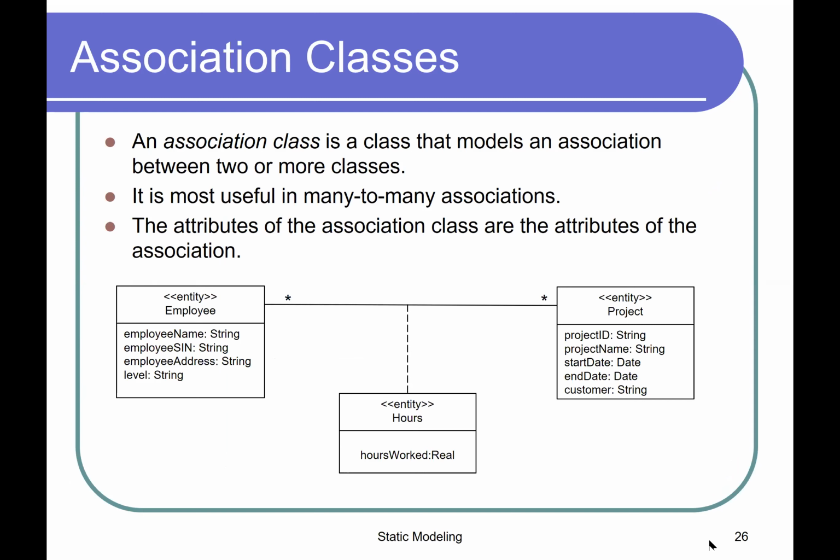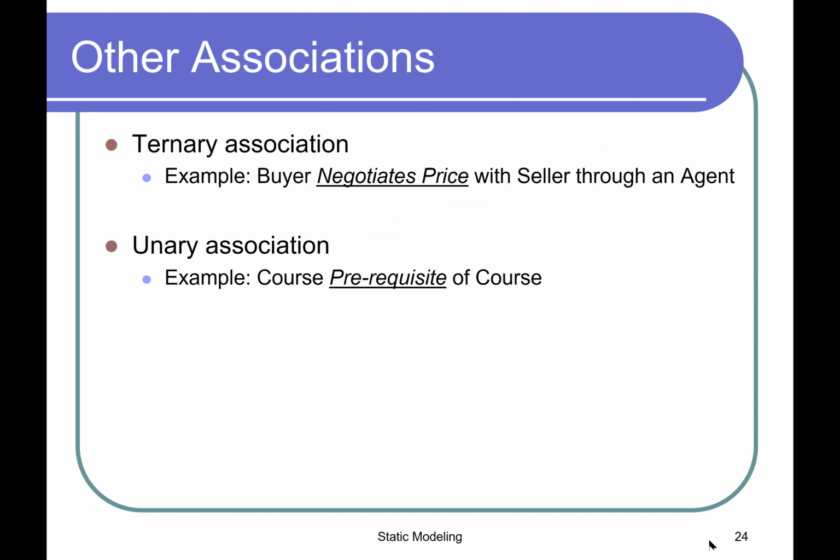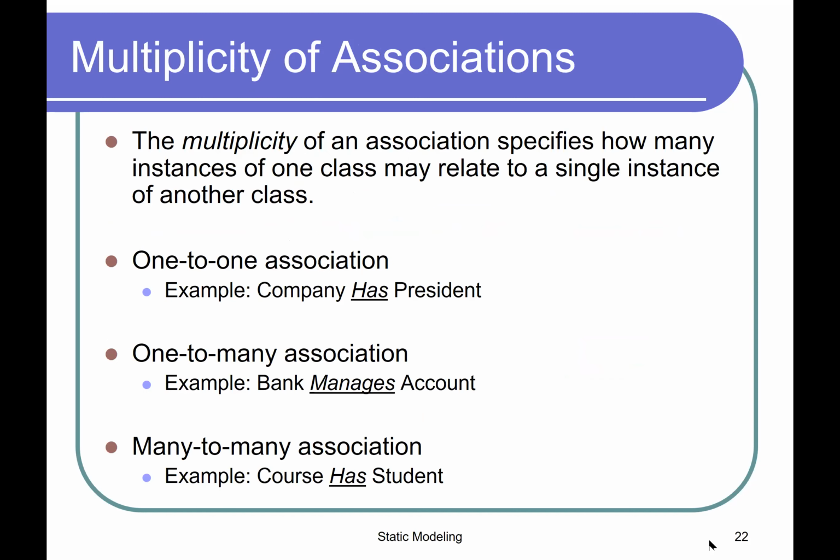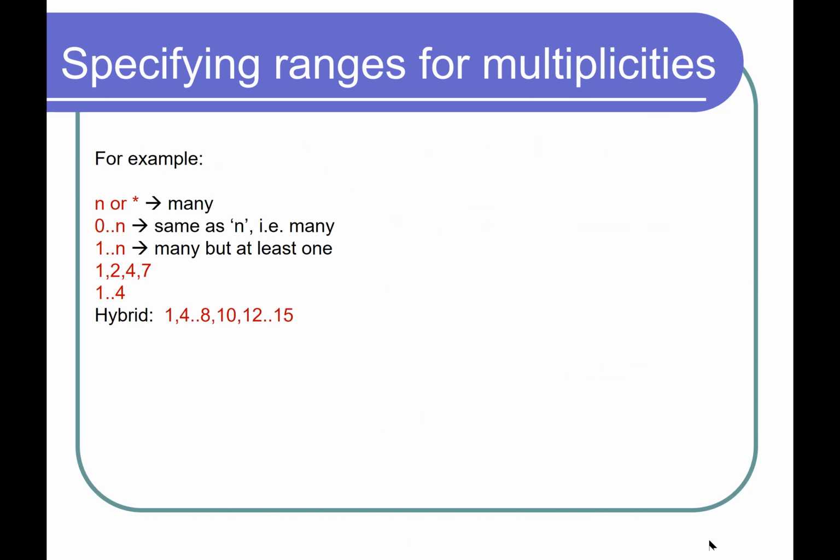Today's lecture, we're going to continue on with static modeling, which is mainly talking about UML class diagrams. We began this in the last lecture, and this lecture will finish off that chapter. We'll do a whole bunch of exercises towards the end of this chapter. And if you remember, the last thing that we looked at was numerical specifications.